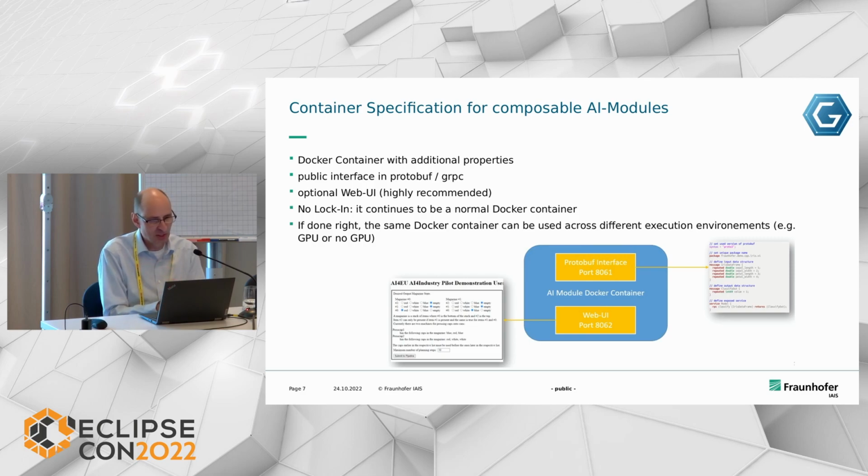PyTorch and TensorFlow are able to detect if a GPU is available and use it, if so, and don't use it if it's not available. So if a container is built in this way, it is really possible to have the same Docker container used in different execution environments.